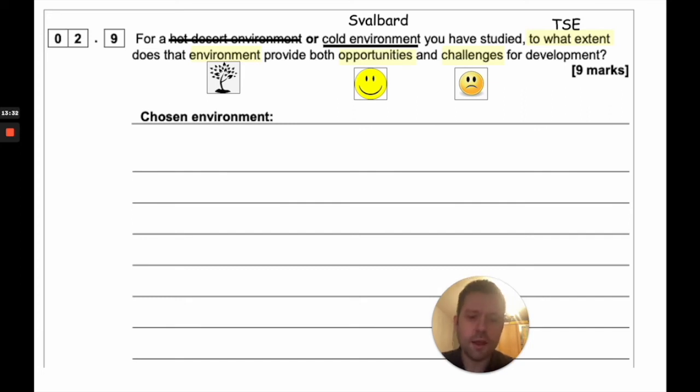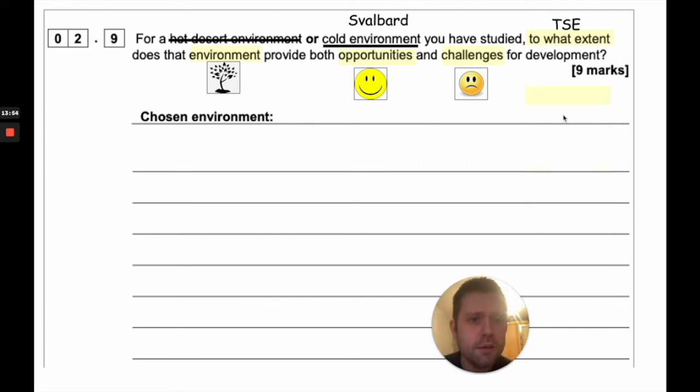The fact that the ground's frozen means they need to put the services above the ground, which is a challenge, isn't it? It doesn't look necessarily the best. It's not very aesthetically pleasing. And also, it just makes moving around more difficult because there's pipes everywhere. But they're just some examples off the top of my head.